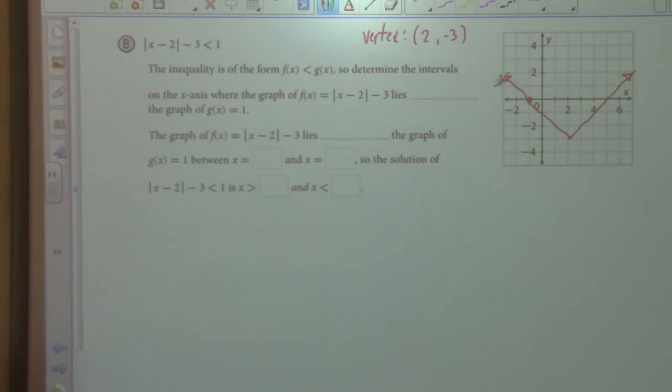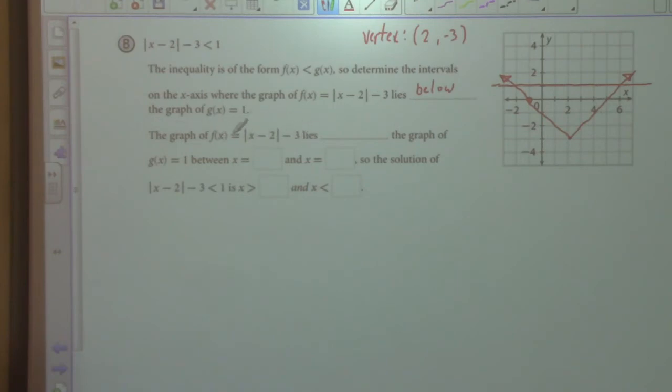This one, right? So here we draw the 1. Let me draw it a little straighter if I can. Okay, and we have less than, so are we interested where the graph is below or above? Below, okay. Does everybody see that? Below, right?